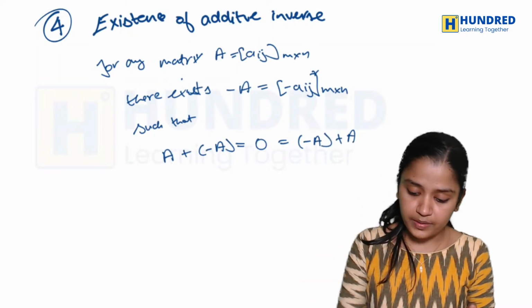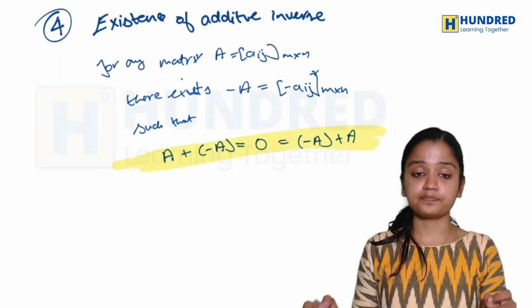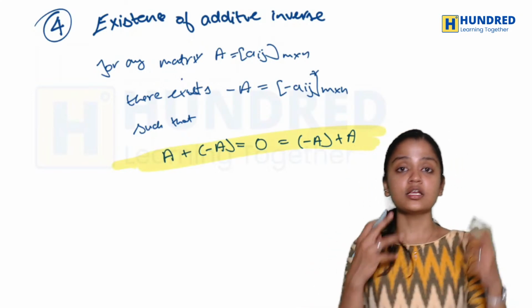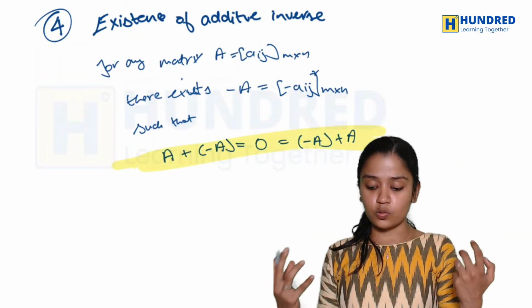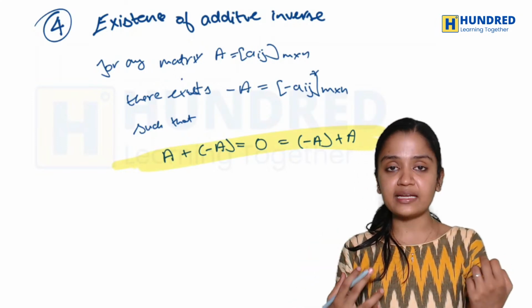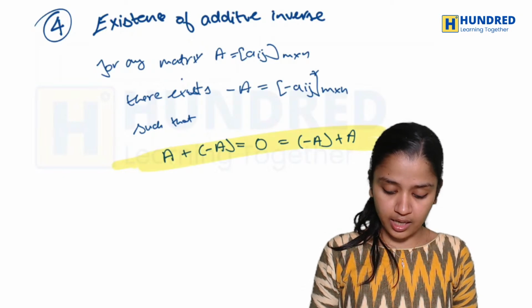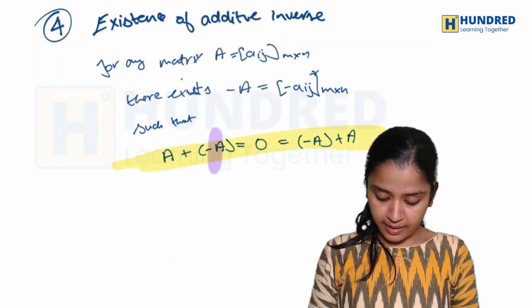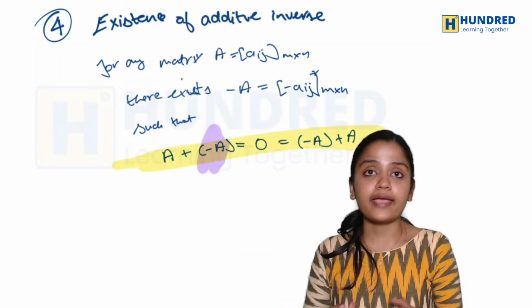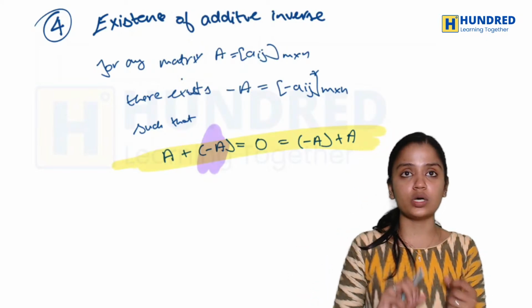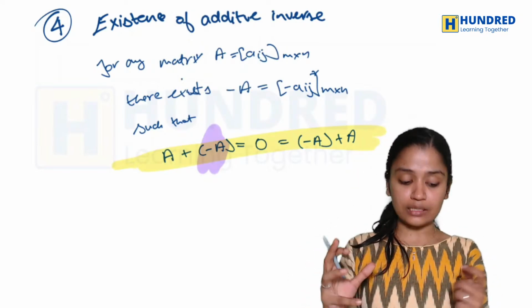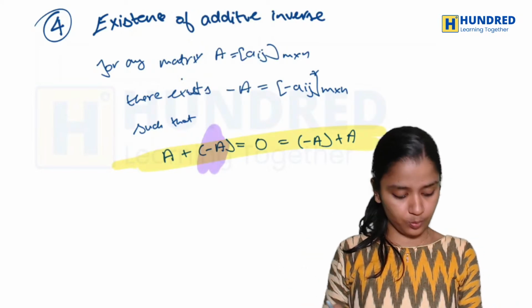So this will be my matrix. A plus minus A is equal to 0, that is equal to minus A plus A. So what is my additive inverse? It is this minus A. The negative A is my additive inverse. I hope you are clear about what is an additive inverse.